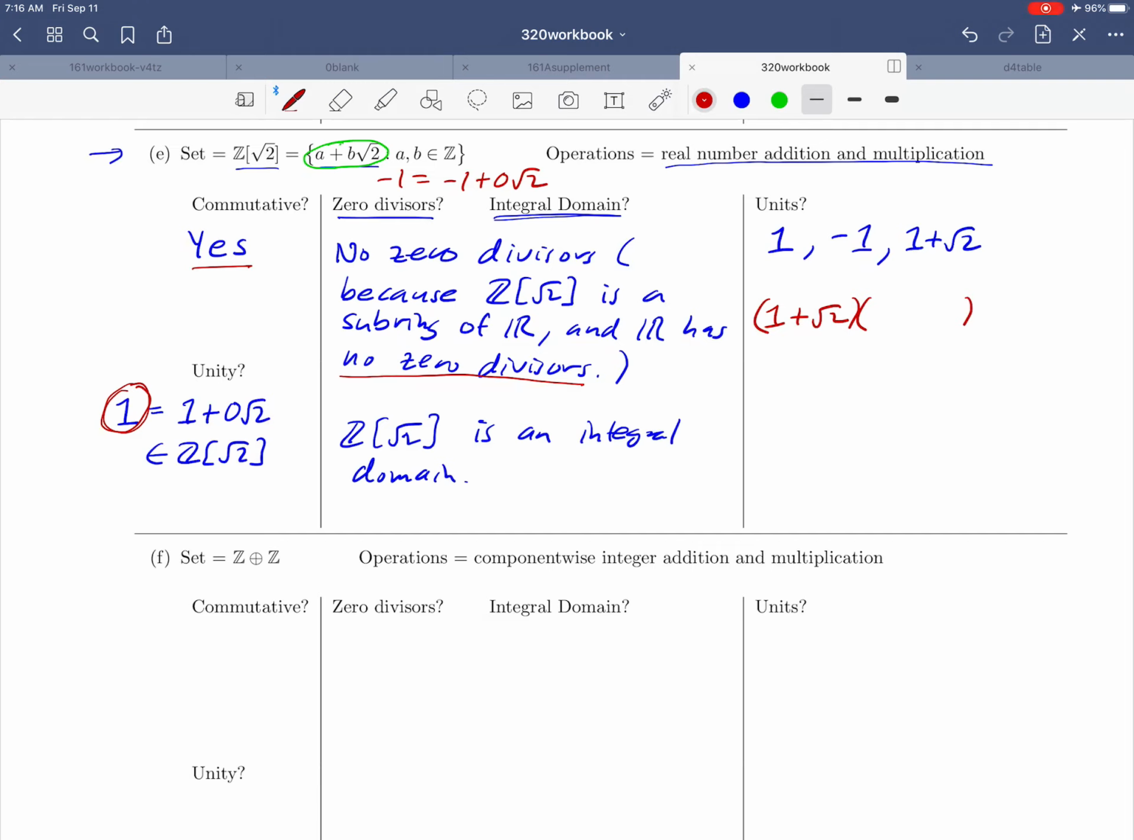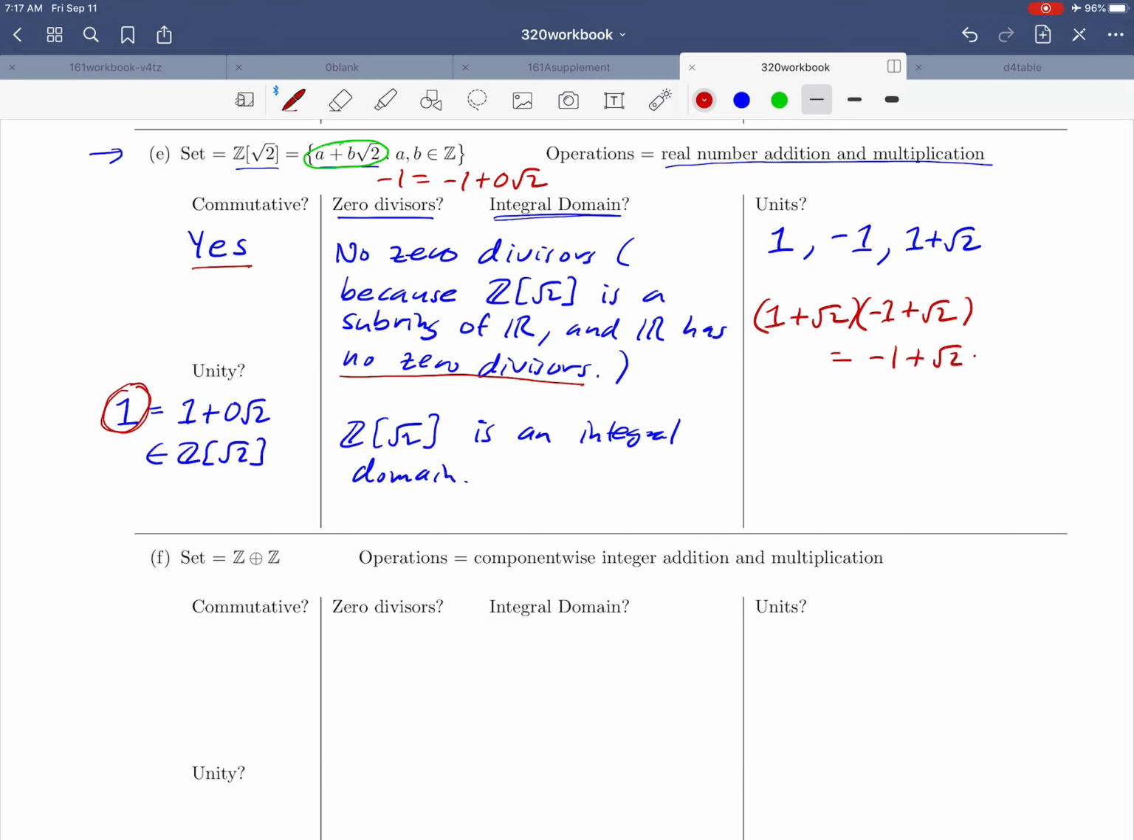And it turns out that what works is -1 plus the square root of 2. Notice that that exists in this ring. It fits the form. And let's do that calculation and just see what we get if we do that.